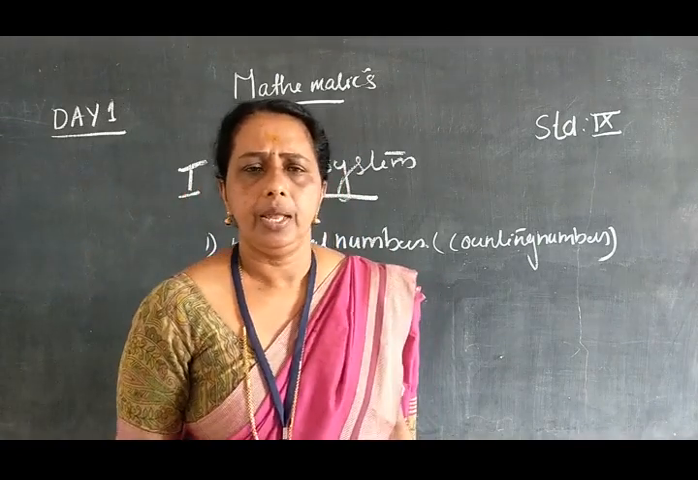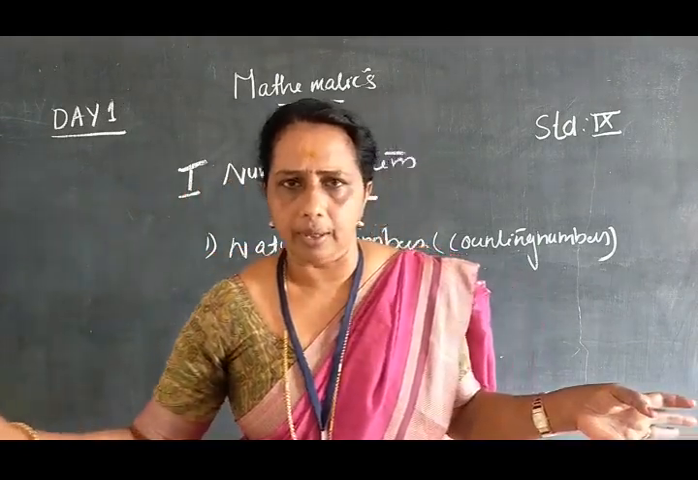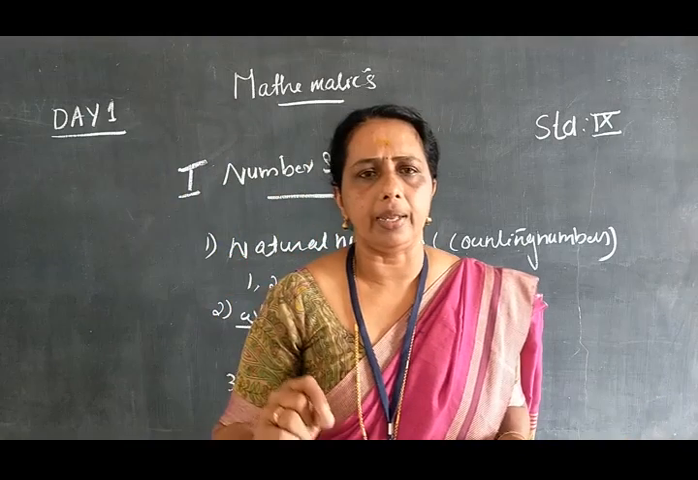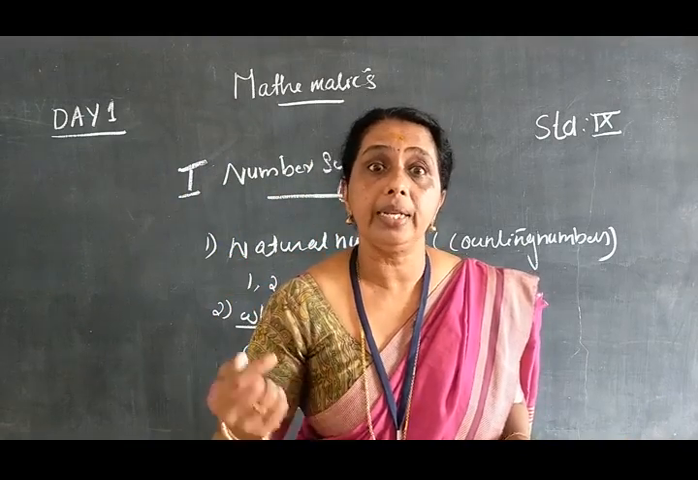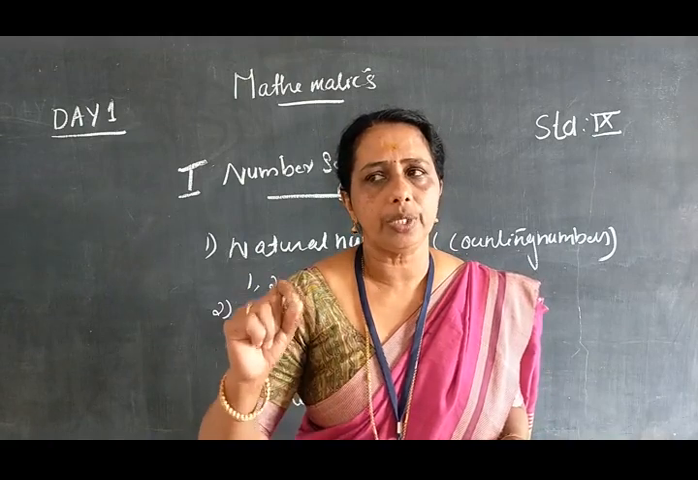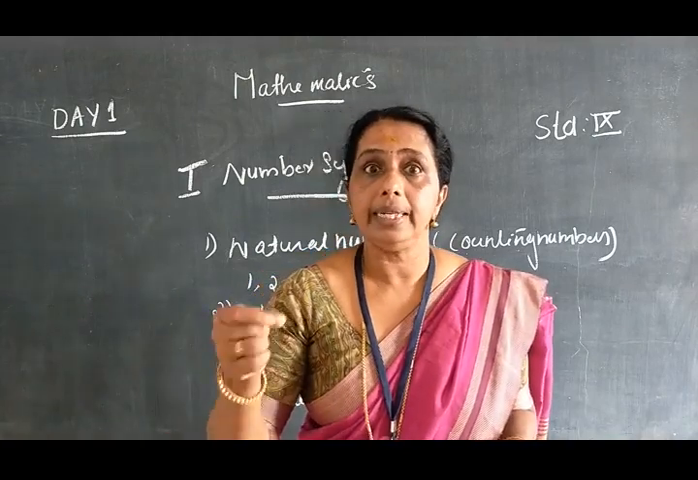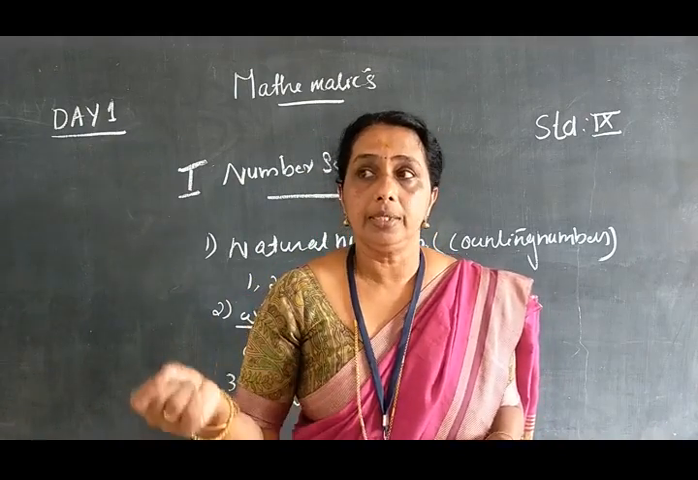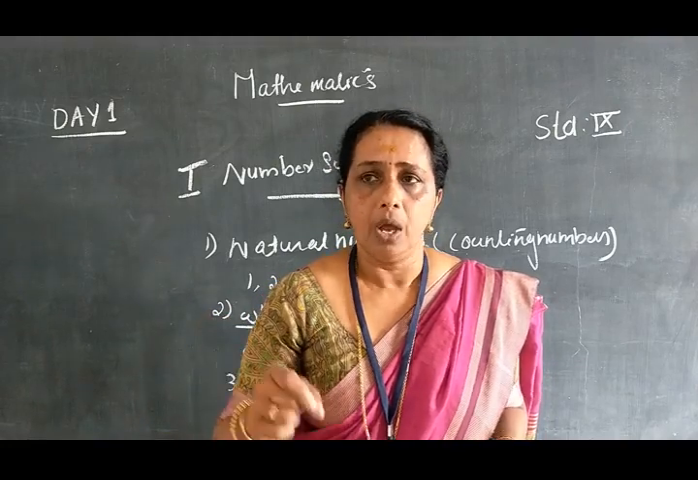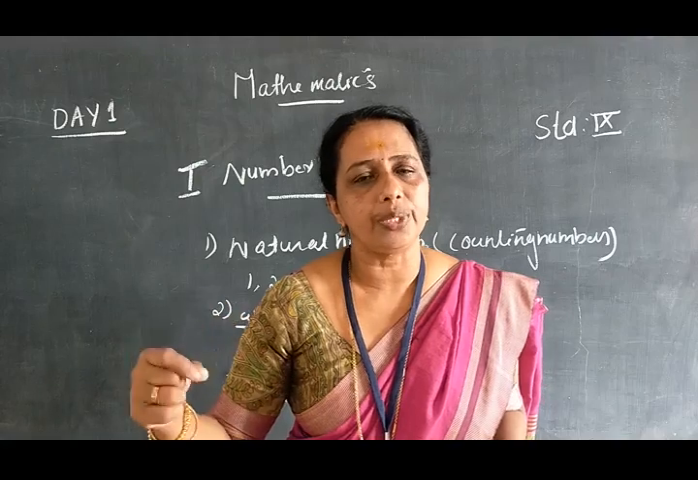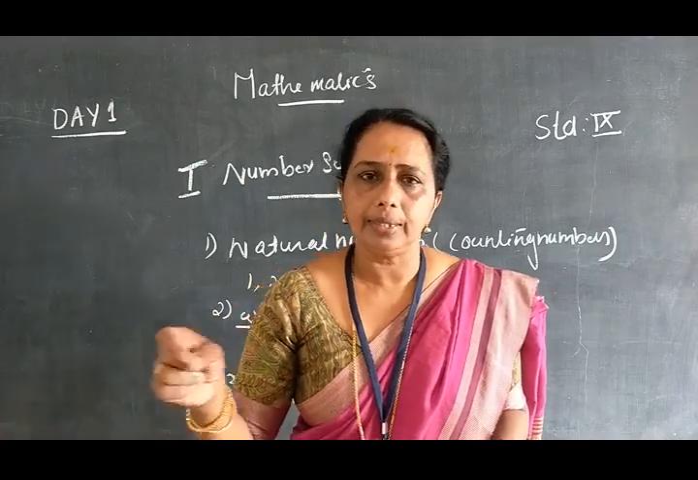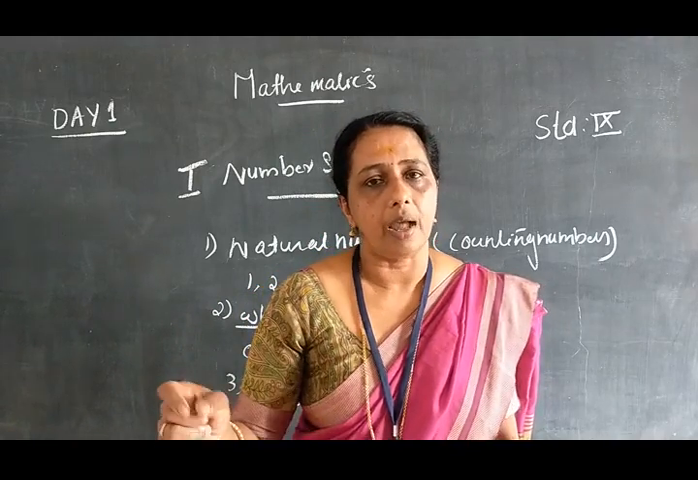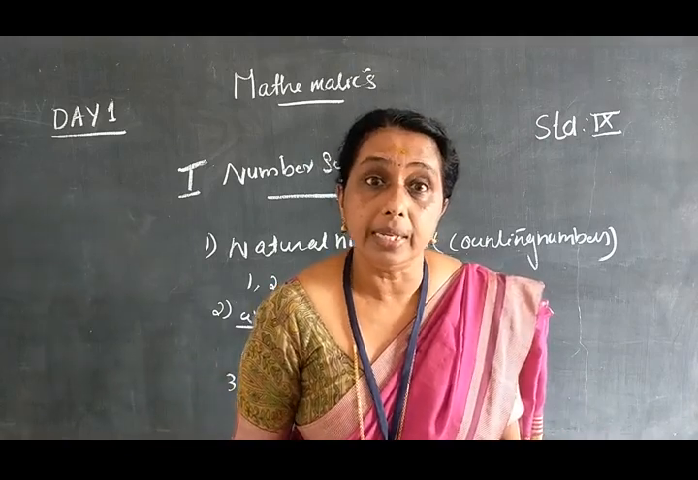Integers. That is natural numbers 1, 2, 3, 4, etc. Whole numbers 0, 1, 2, 3, 4, etc. Then integers means whole numbers including negative numbers. That is, integers, the collection of positive numbers 1, 2, 3, 4, etc. and 0 and negative numbers minus 1, minus 2, minus 3, etc. Collection of all these numbers are called integers.